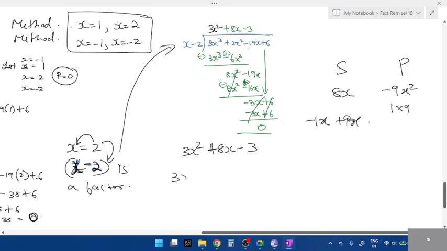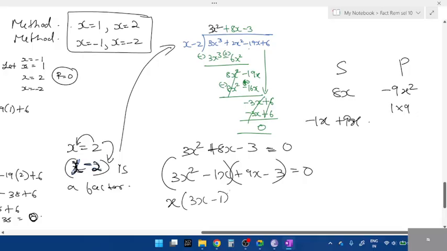Okay, so what do you get? 3x square minus 1x plus 9x minus... take this as 0. Okay, 0. 3. What is common? x is common. 3x minus 1. First sign is plus. 3 is common. You get 3x minus 1. 3x minus 1 is equal to 0. x plus 3 is equal to 0.